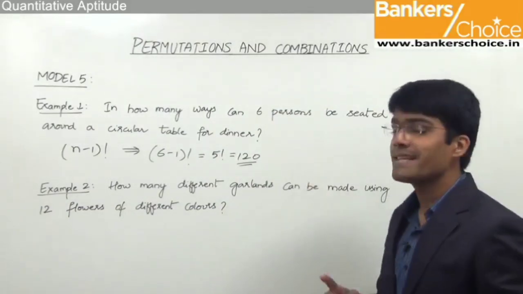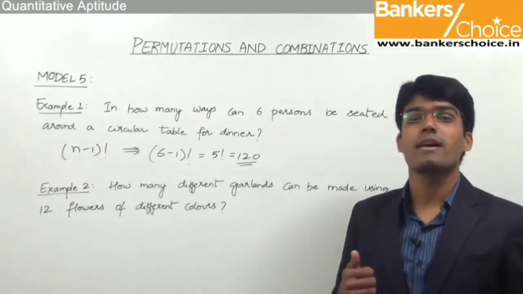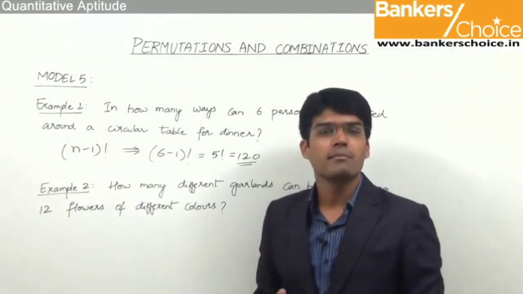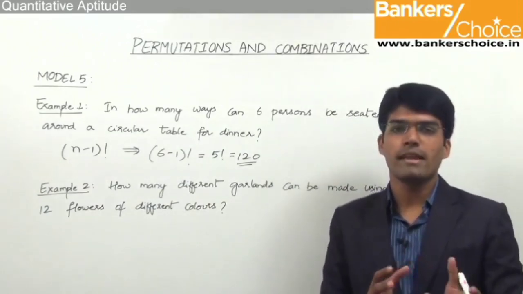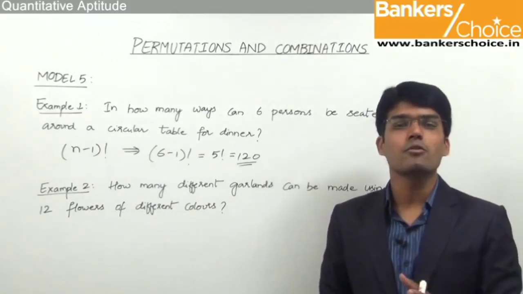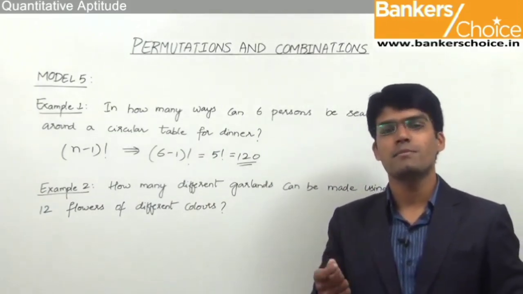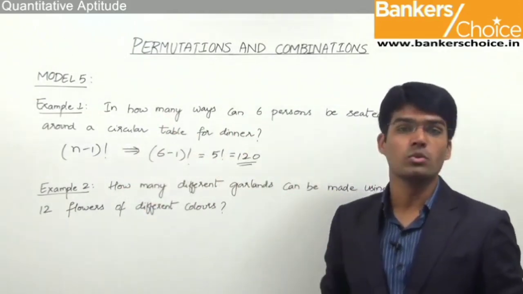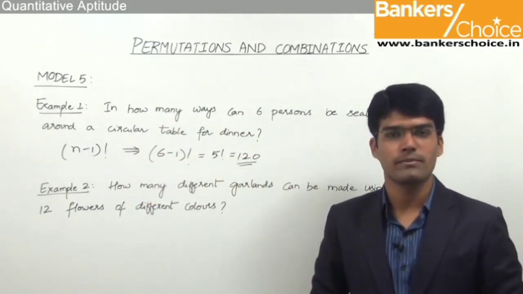Remember friends, in this case there is a difference between a clockwise arrangement and an anti-clockwise arrangement, and that is the reason the answer is taken as n minus 1 factorial. But whenever a clockwise arrangement is considered to be the same as a similar arrangement in the anti-clockwise direction, then it should be taken as n minus 1 factorial by 2, or half of n minus 1 factorial.